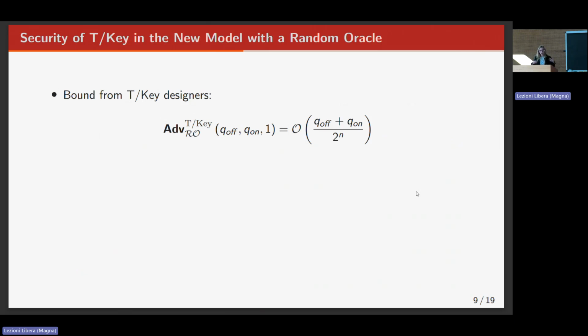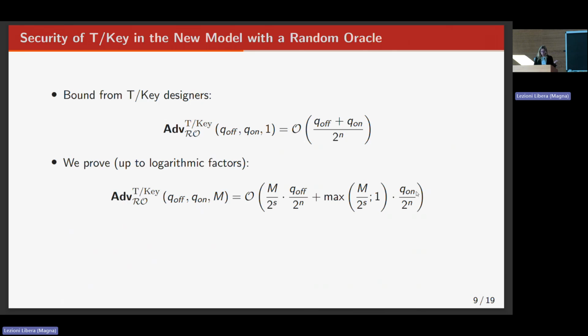Okay, so our security model is a strict generalization of the one of Kogan et al. So we can see what security bound they have. And in their setting, as I said, they did not make a distinction between online and offline phase. Therefore, we have this security bound.